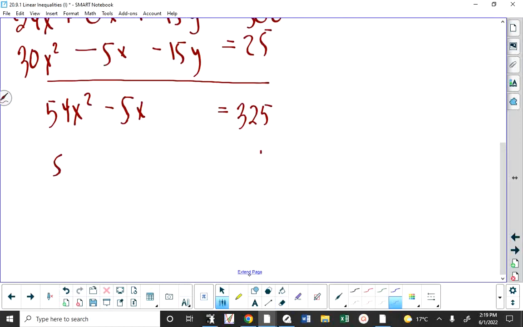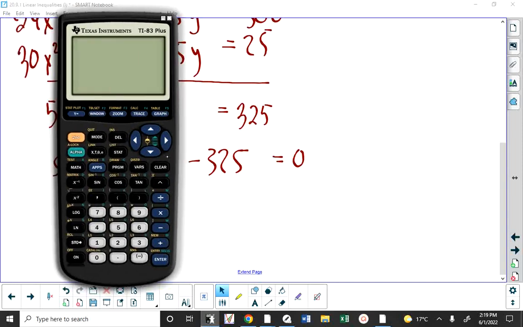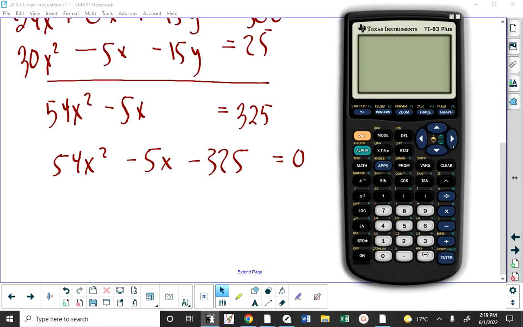So what do I get? 54x squared minus 5x minus 325. I almost hope that it's not factorable, because then I'm just forced to use the quadratic formula. I don't want to try to factor this anyway. And if you think I'm going to try that one in my head, you got another thing coming.